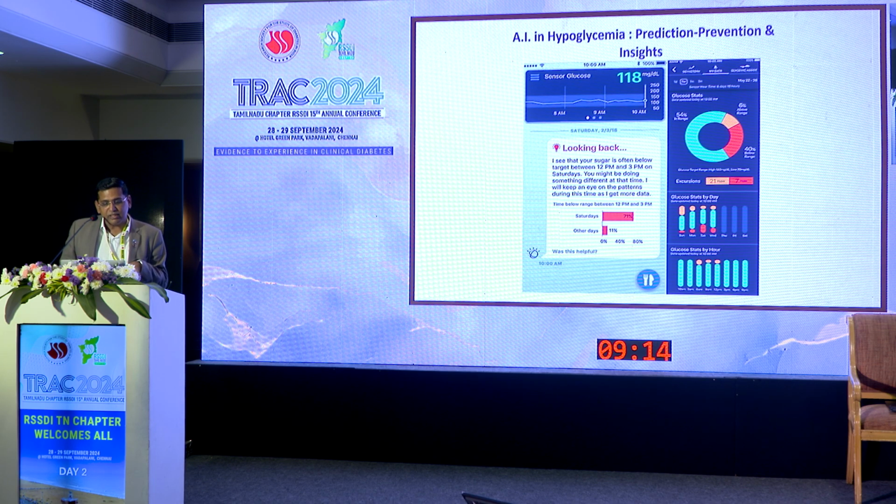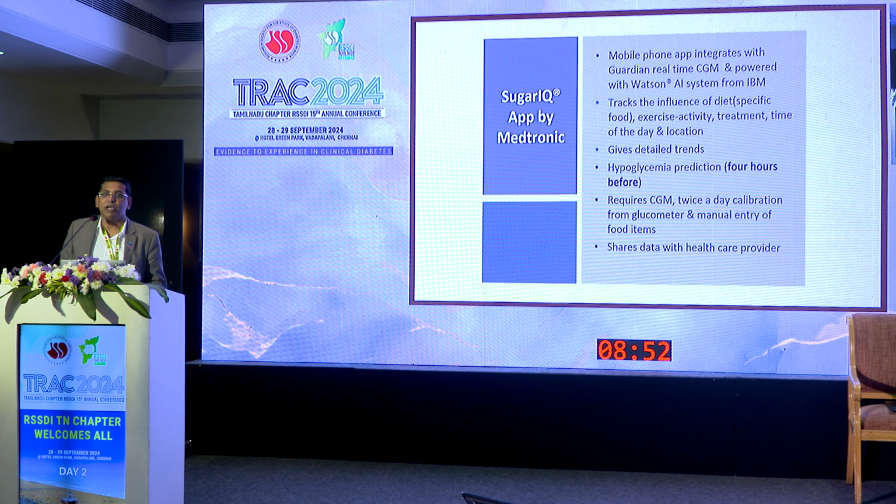In hypoglycemia, this is an app which is telling me that your sugar is often below target between 12 to 3, because I will be taking lectures between 12 to 3 on Saturdays here and there. So the app is monitoring me, and you might be doing something different at that time. I will keep an eye on that pattern during this time as I get more data. This is the Sugar IQ app by Medtronic. This app was developed to give hypoglycemia trends and it gives hypoglycemia predictions 4 hours before actual occurrence of hypoglycemia. So this is enough time to eat a banana that can save a hypoglycemia from occurring.